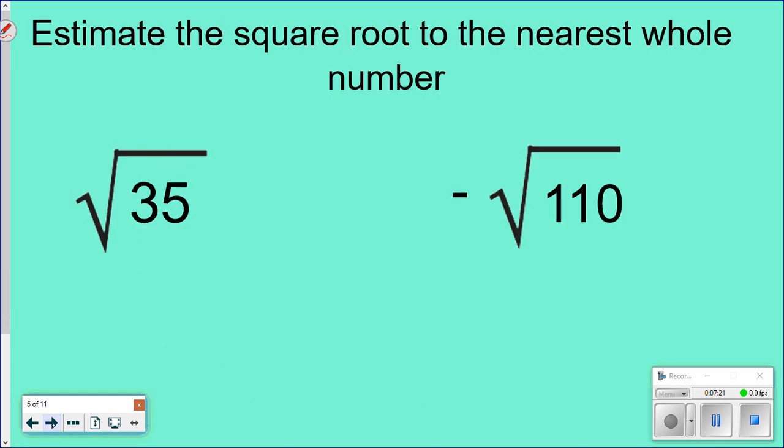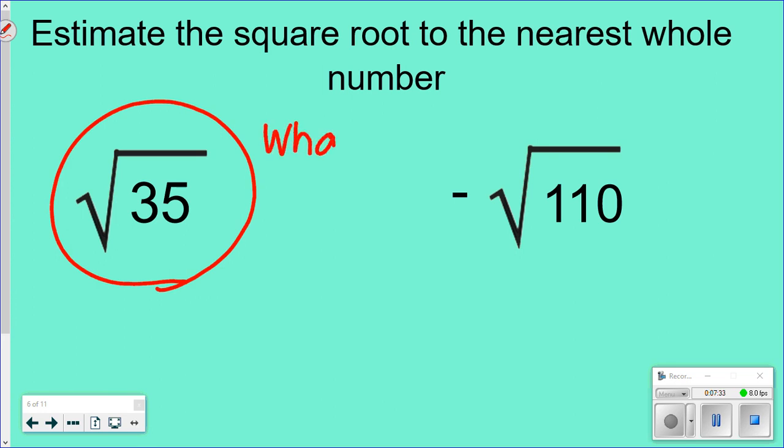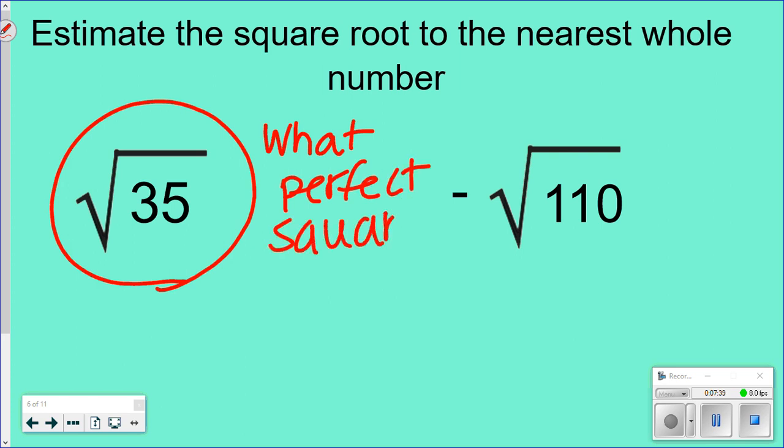All right, so estimating the square root to the nearest whole number. This is pretty simple. I need you to think about this right now. I want you to think about this number, and I want you to think what perfect squares are around 35. What perfect squares are around these numbers?